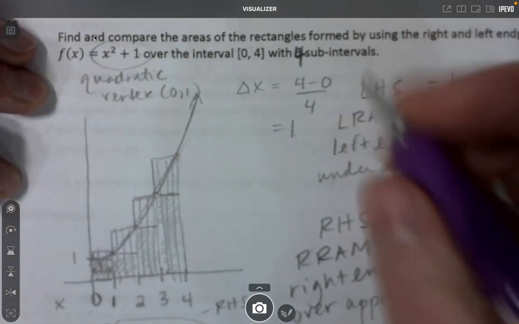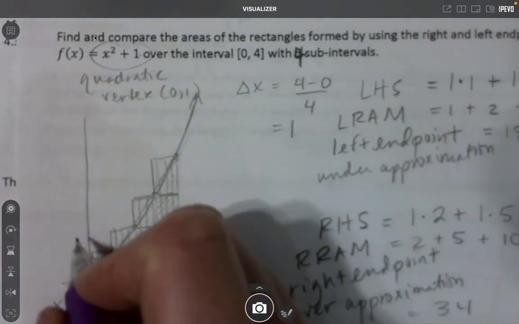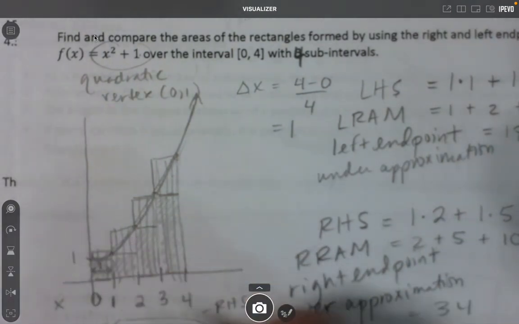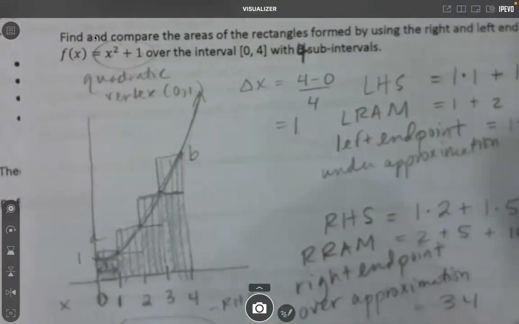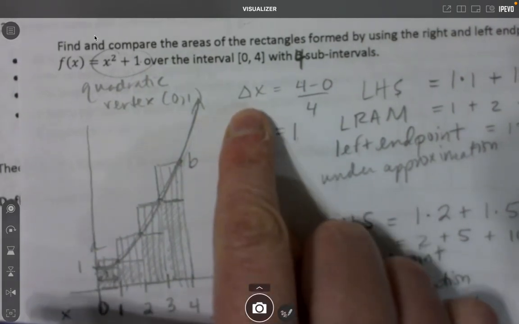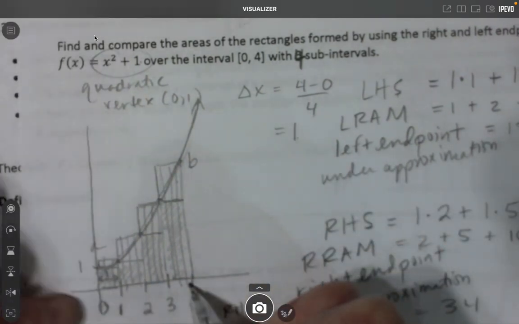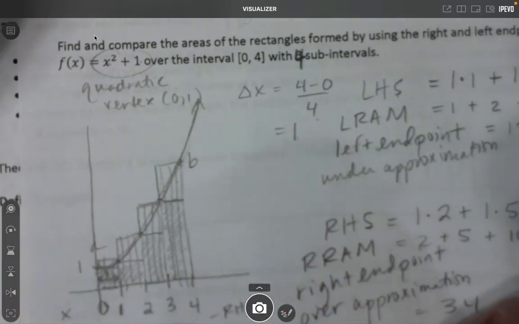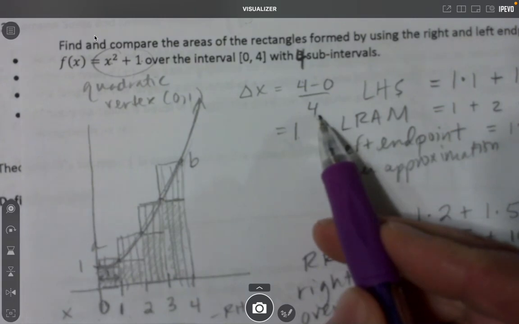And n was how many times we were dividing this up. We were going from an interval on this one from 0 to 4, so we could think of that as from A to B. And then n was how we were dividing that out. On this particular one, our delta x, how wide our rectangles were, we got by doing 4 minus 0 and then dividing by 4. So that was the width of each of those intervals, and we had 4 of them.